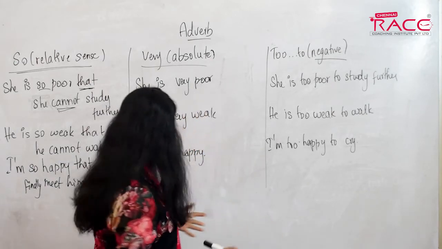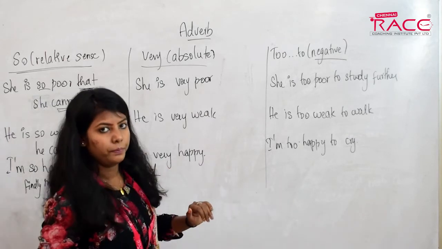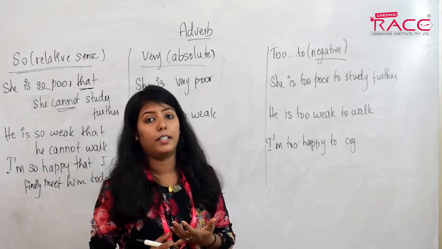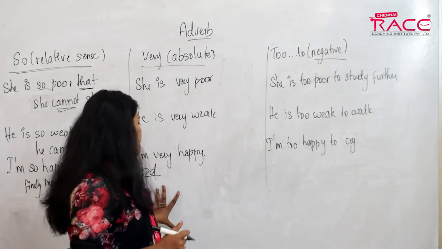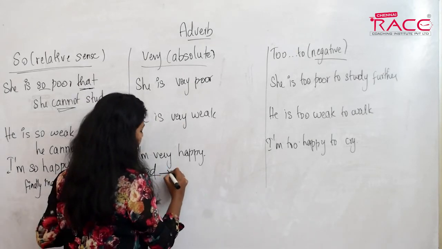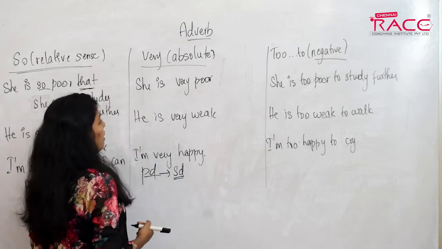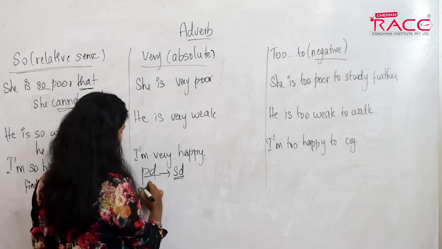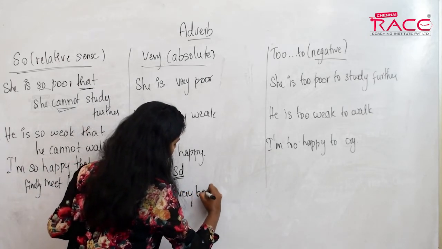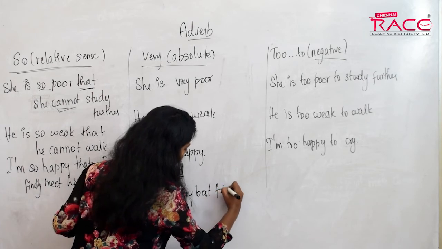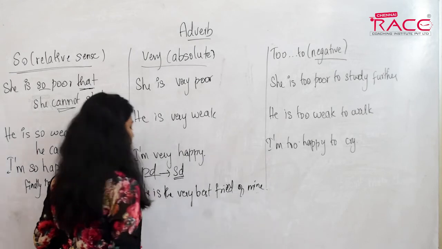Very is usually used in a positive degree. We saw in the last class the positive degree, comparative degree and superlative degree. So very is usually used in a positive degree, and sometimes, as an exceptional case, it can be used in a superlative degree. How will you use it? She is the very best friend of mine.